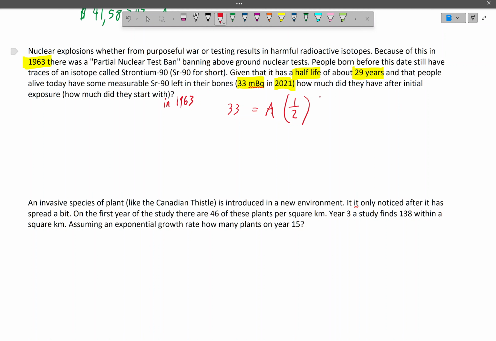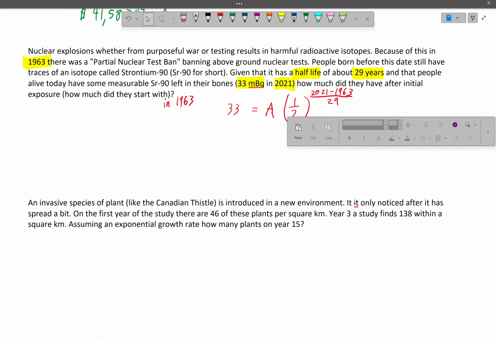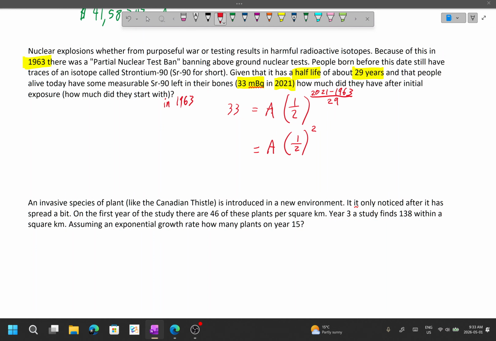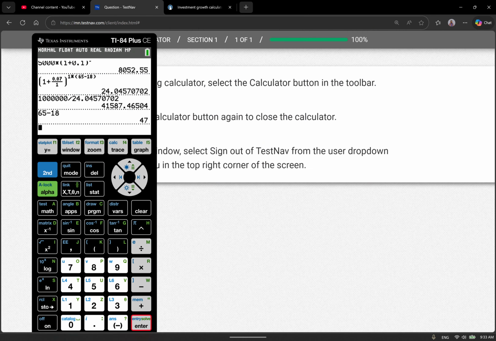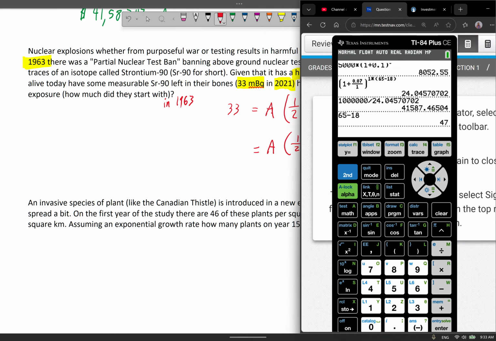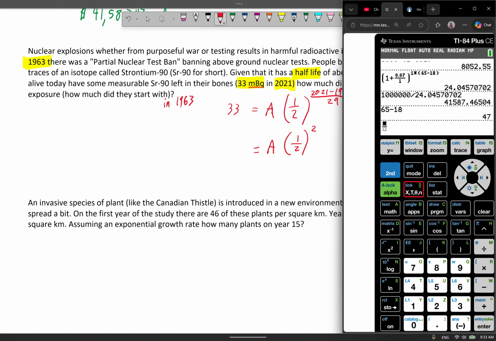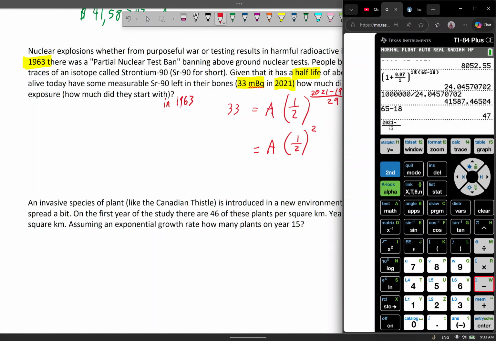So this is going to be 2021 minus 1963 and then divided by 29 years, because it's dividing by the half-life period. Now, what that's going to solve for is, it's a half-life, and I think it's going to have a 2 there. Is that what that ends up being? So 2021 minus 1963 over 29.